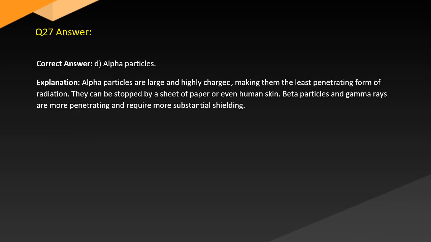Answer. Correct answer. D. Alpha particles. Explanation. Alpha particles are large and highly charged, making them the least penetrating form of radiation. They can be stopped by a sheet of paper or even human skin. Beta particles and gamma rays are more penetrating and require more substantial shielding.